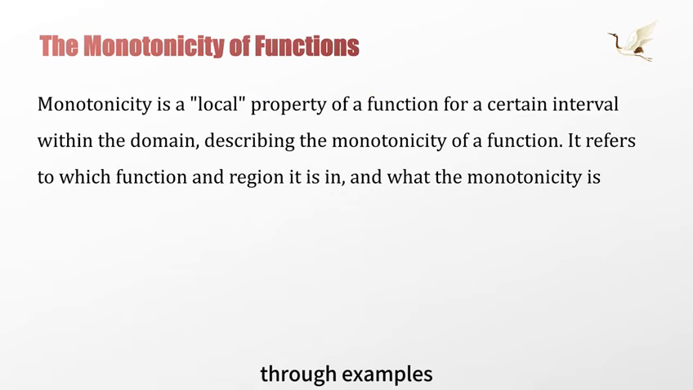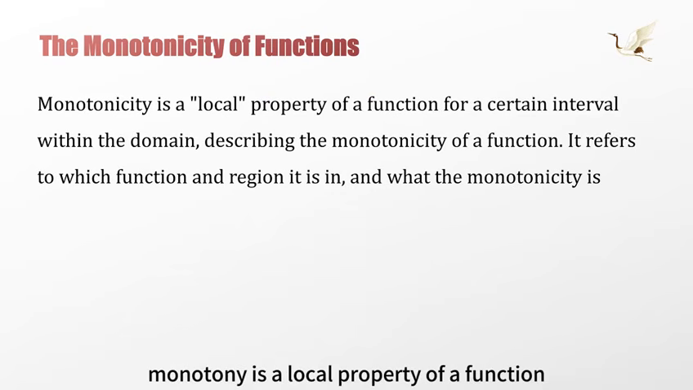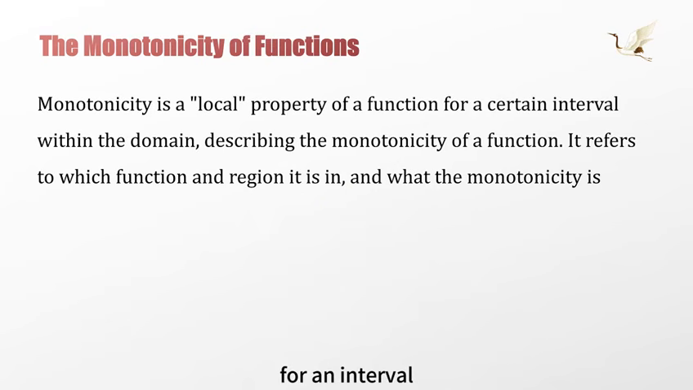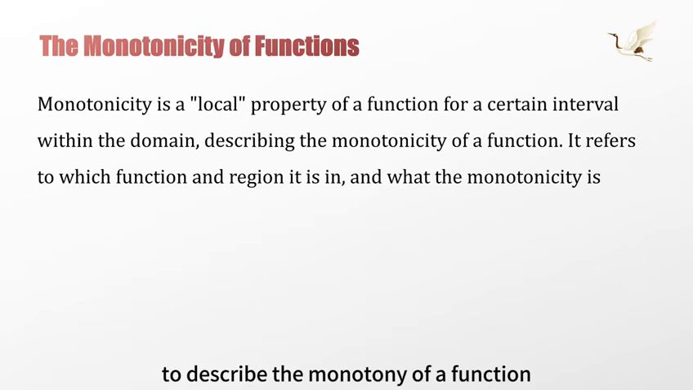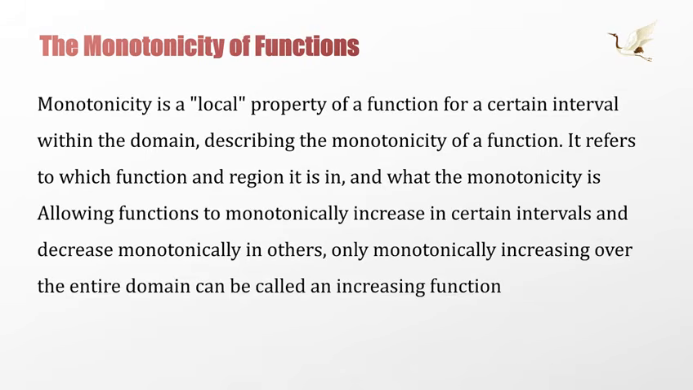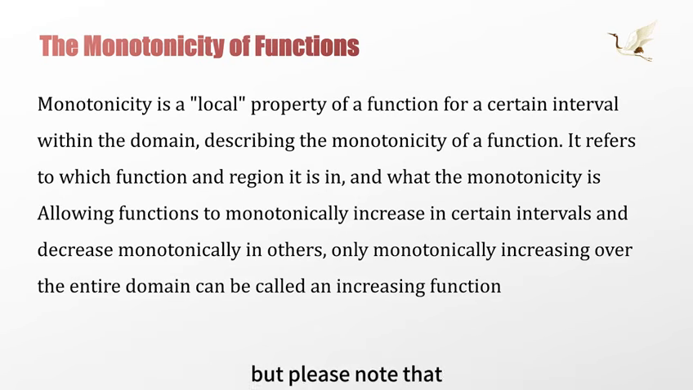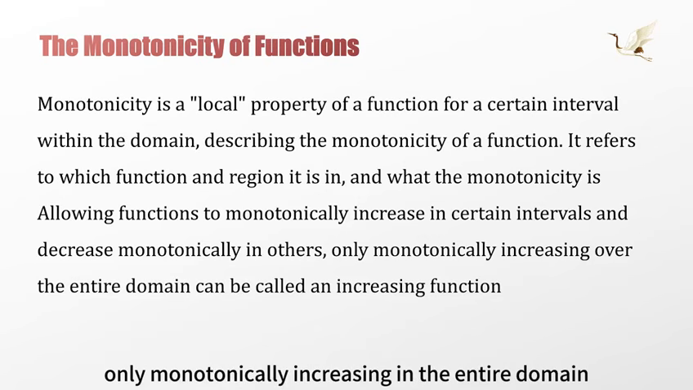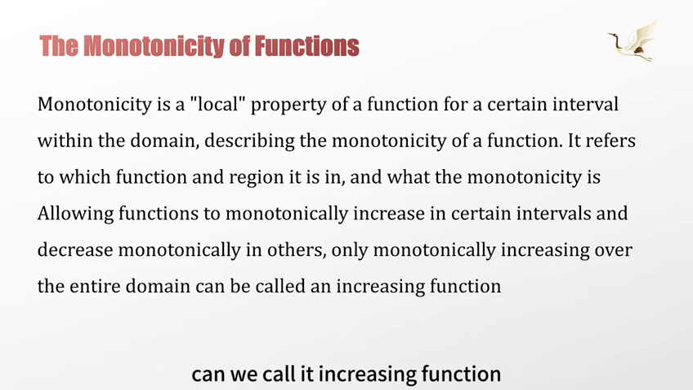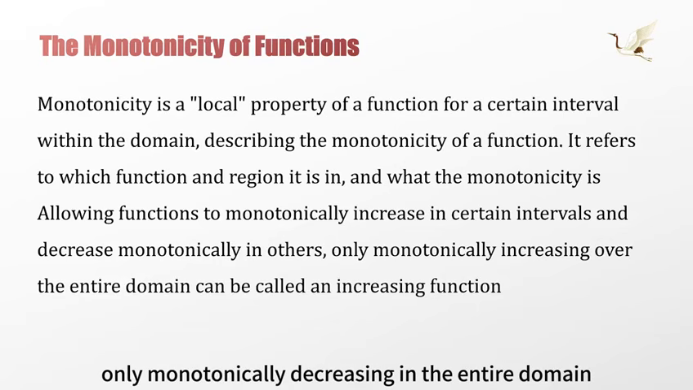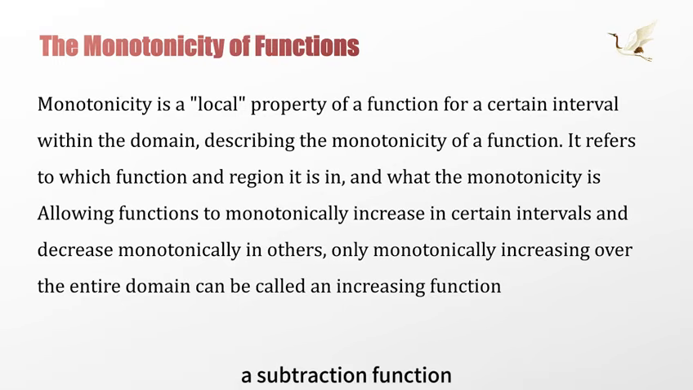Through examples, we hope you can understand that monotonicity is a local property of a function for an interval in the domain. To describe the monotonicity of a function, we must say which function, in which interval, and how it is monotonic. We allow functions to increase monotonically on some intervals, but decrease monotonically on others. But please note that only when monotonically increasing in the entire domain can we call it an increasing function. Similarly, only when monotonically decreasing in the entire domain can it be called a decreasing function.